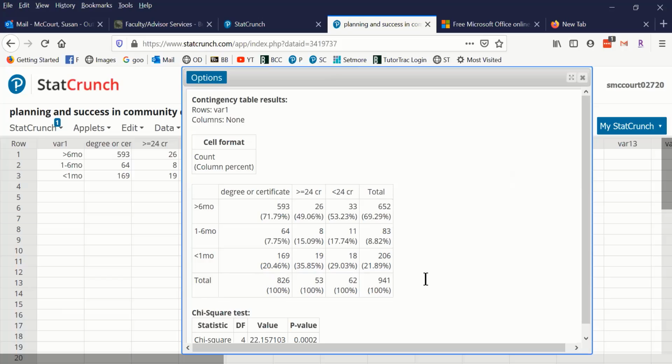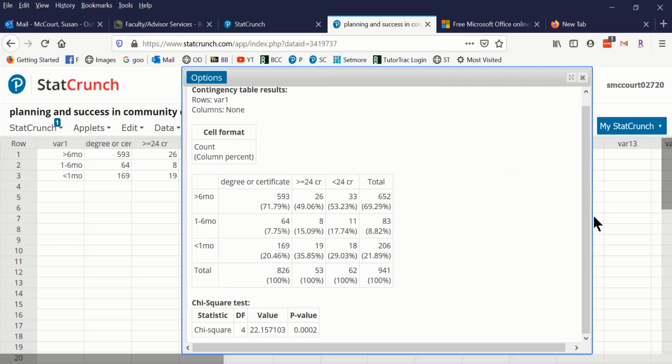And now it's asking whether the variable about planning is dependent on the success indicator. So are those things dependent? The planning, which was on our left column, and whether or not there was success. So that's when we go down to the p-value, which was 0.0002. So the p-value is less than alpha, which was 0.01. So we reject the null hypothesis.